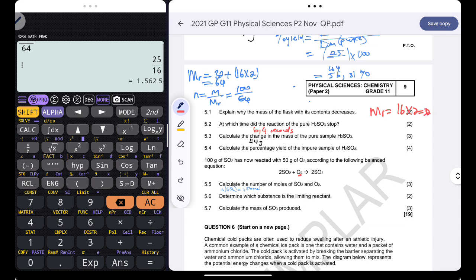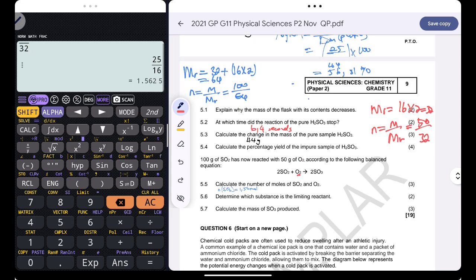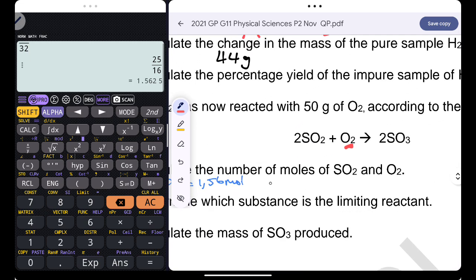So the number of moles is simply mass over the relative atomic mass number. The mass is 50, and the molar mass is 32. So what is 50 divided by 32? I still get the same number. The number of moles of oxygen is simply 1.56 moles as well.